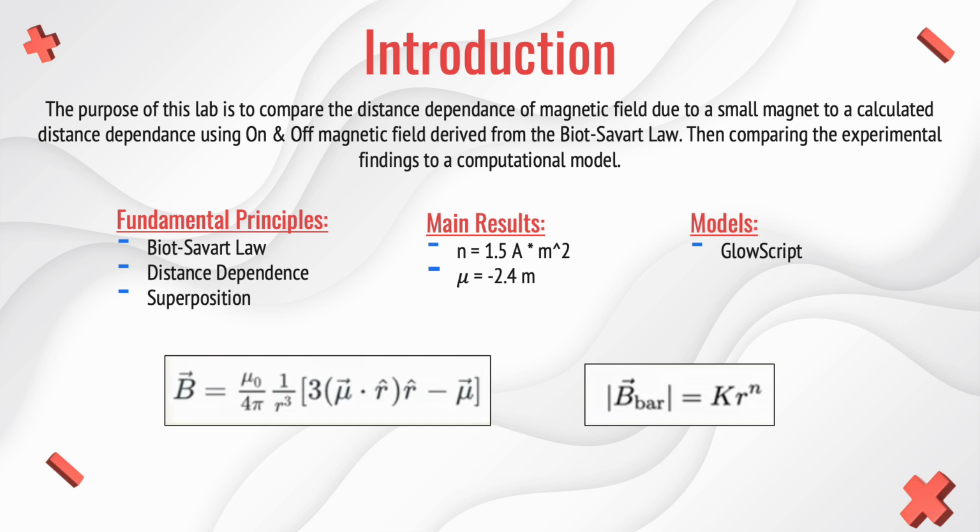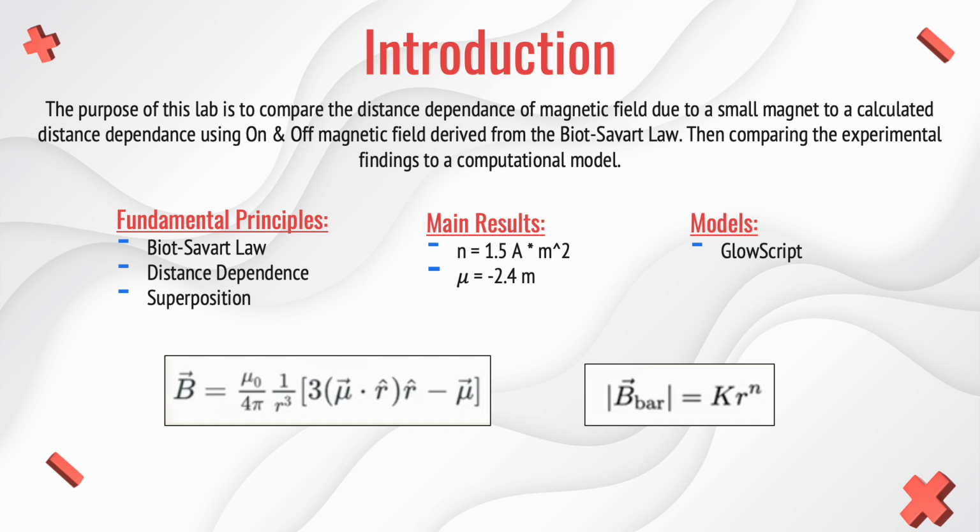So, the introduction. The purpose of this lab is to compare the distance dependence of a magnetic field due to a small magnet to a calculated distance dependence using on and off magnetic field derived from the Biot-Savart law. Then we compare the experimental findings to a computational model.